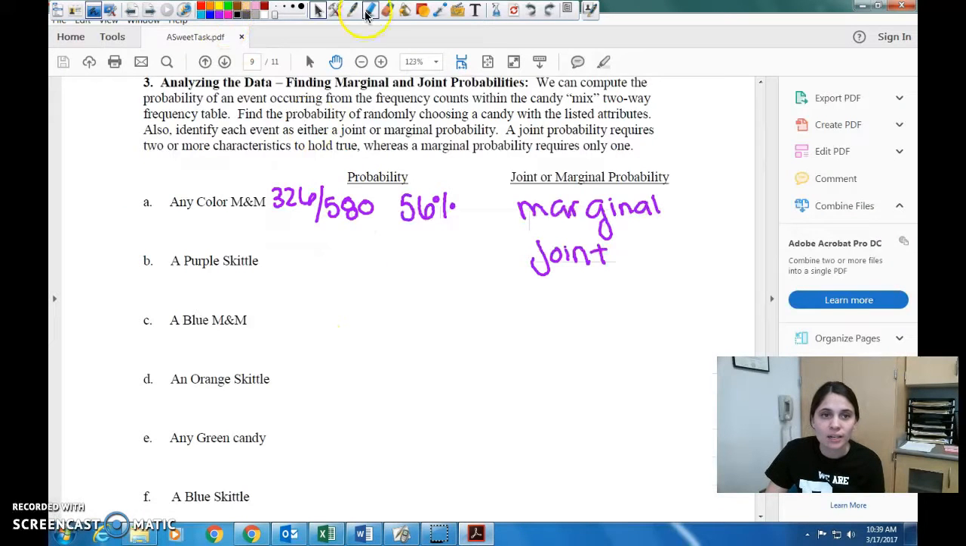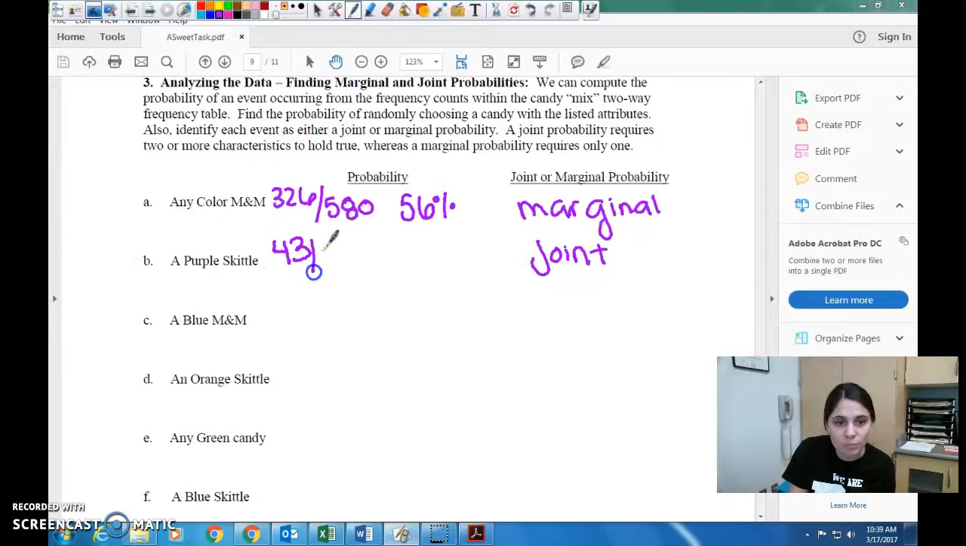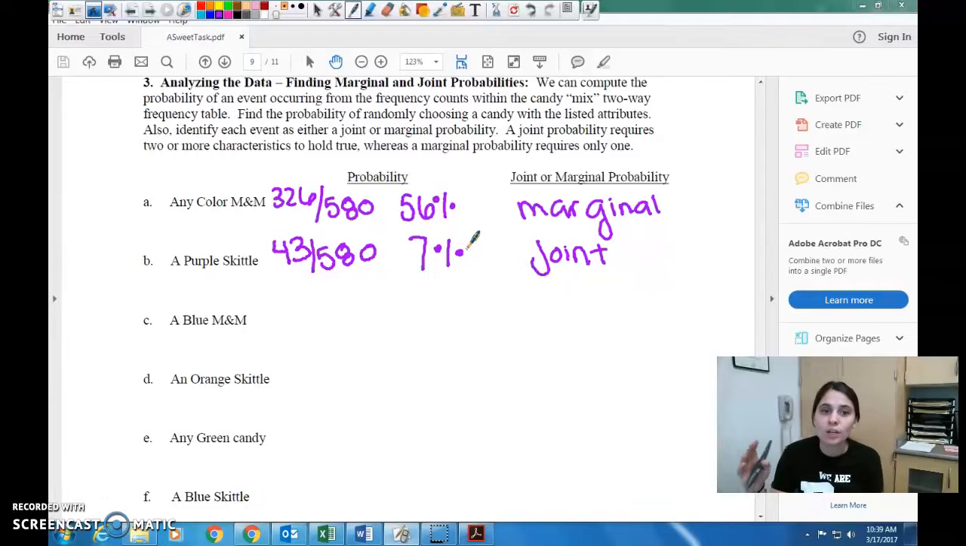So I'm going to come back to here, and I have 43 divided by 580, and again I'm going to do that in my calculator. 43 divided by 580 equals 0.07, which is 7%. So using that exact same logic, pause the video and go ahead and try to find the rest of the probabilities that it asks for.